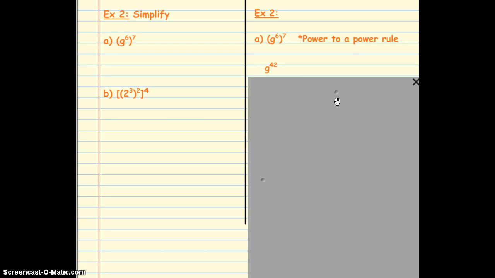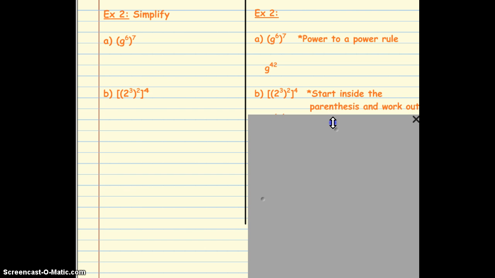Now our second example here, letter B, is a little bit more complex. We've got 2 to the 3rd to the 2nd to the 4th power. We have lots of powers to powers to powers. And what we want to do is just take it step by step. We want to start inside the parentheses and work our way out. So first thing we're going to do is 2 to the 3rd power. All right, 2 times 2 times 2.